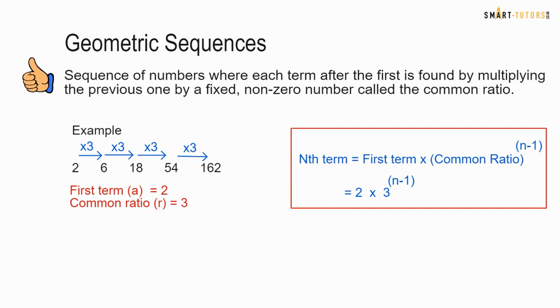There's an equation you can follow: nth term equals first term times common ratio to the power n minus 1. For this example, the first term is 2 times the common ratio 3 to the power n minus 1. So this is the nth term of the geometric sequence.